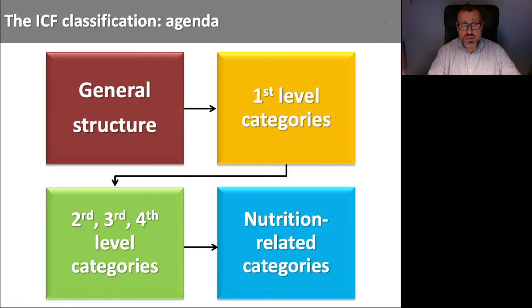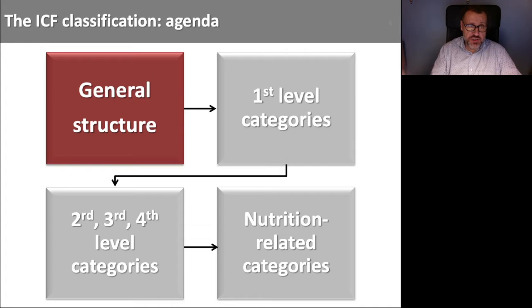This presentation thus is divided in 4 parts. First, we will see together the general structure of the classification. Then we will observe the first level categories which make the skeleton of the classification, and then we will see some of the more detailed categories, at least the general structures, including thus the second, third and fourth level categories. And finally, we will apply the classification system to look at the nutrition-related categories, which of course are strictly linked to the goal of the ENNEADI project.